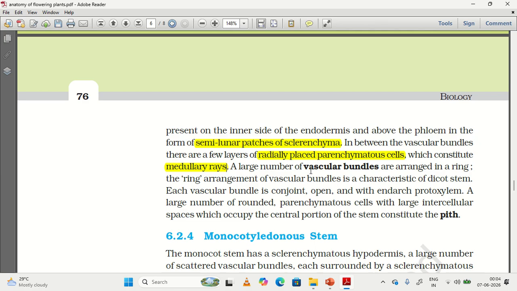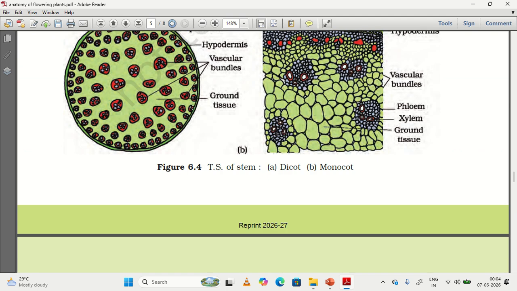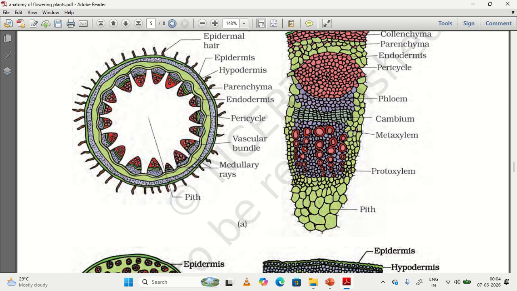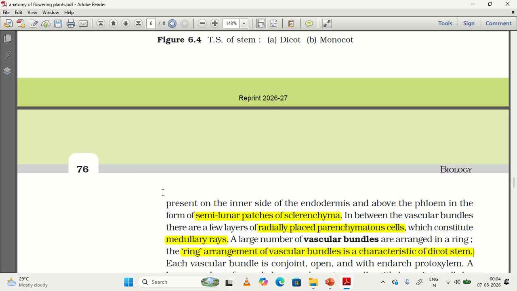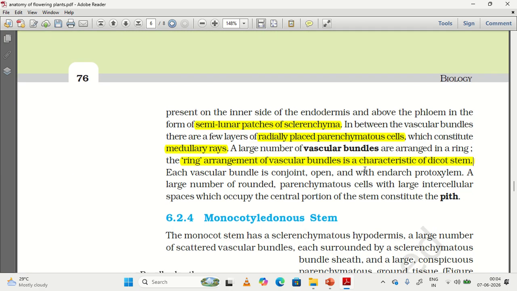And you have a large number of vascular bundles arranged in a ring arrangement. The ring arrangement of vascular bundles is the characteristic of dicot stem. Very important point. A ring type of arrangement. The vascular bundles are arranged in the form of a ring. Okay, ring type of arrangement of vascular bundles is the characteristic feature of a dicot stem.